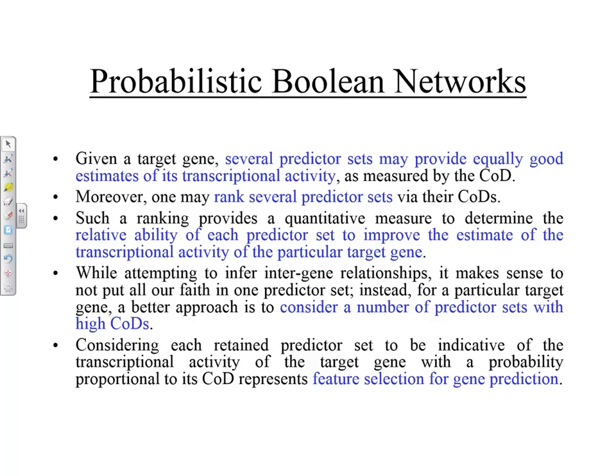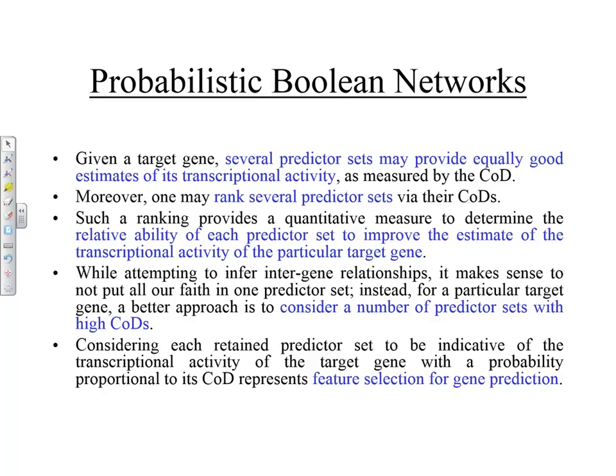measured by the COD. So given one, let's say P53, there might be many different sets of genes that are able to predict P53 with the same COD. So those different predictor sets are equally good. Moreover, you could go ahead and rank several predictor sets via their CODs. You can say that a particular predictor set is better than another one if it has a higher COD for the same target. Such a ranking provides a quantitative measure to determine the relative ability of each predictor set to improve the estimate of the transcriptional activity of the particular target gene that you're interested in.